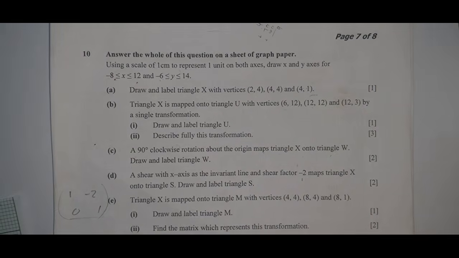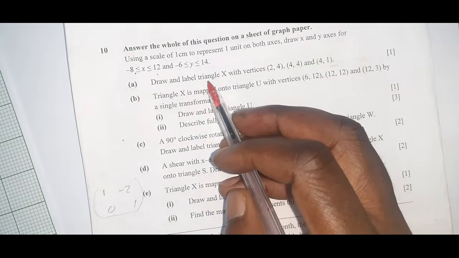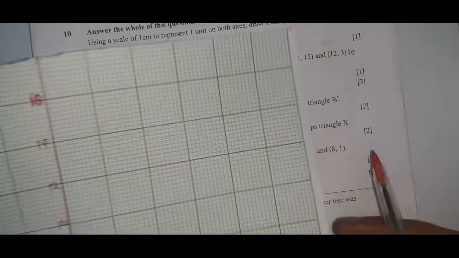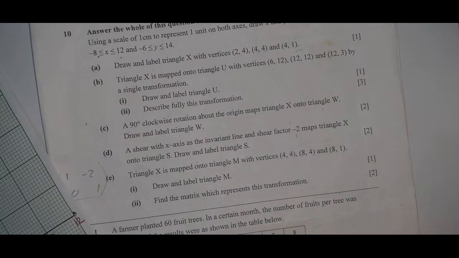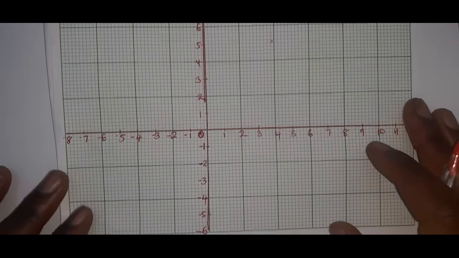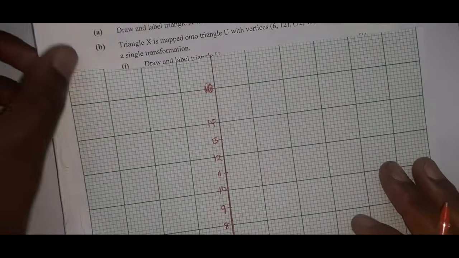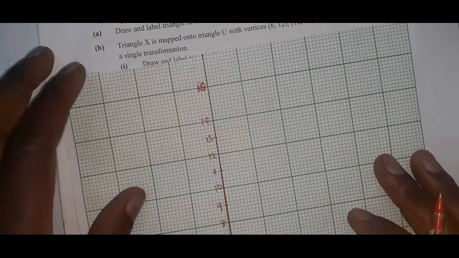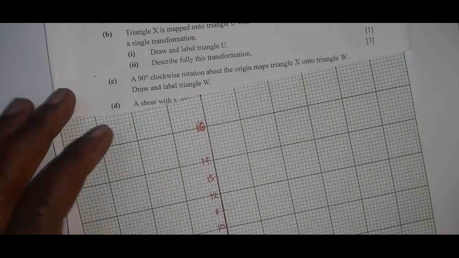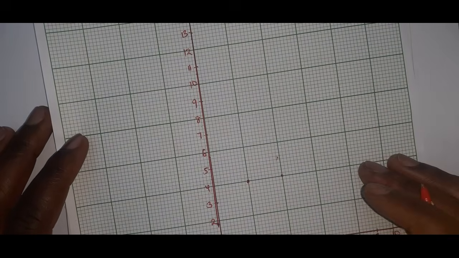Okay, that's what we're supposed to have. A. Draw and label triangle X with vertices 2, 2. Okay, so now let's start plotting. 2, 2. I mean 2, 4. 2, 4 is this point here. Then 4, 4, this point here.